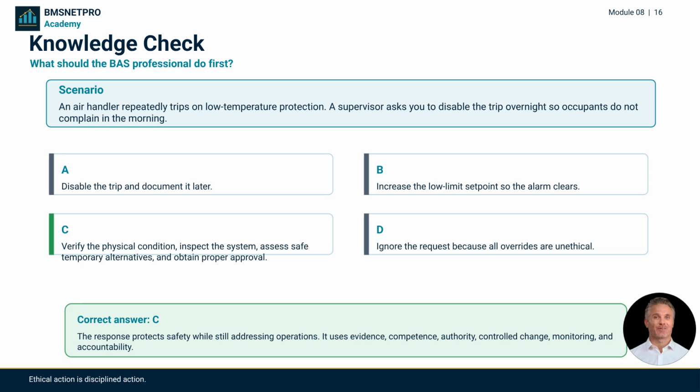The correct answer is C. Disabling protection without verification and approval is not responsible. Ignoring the operational concern entirely is not enough either. The professional response is to verify, assess, control, approve, monitor, and correct.